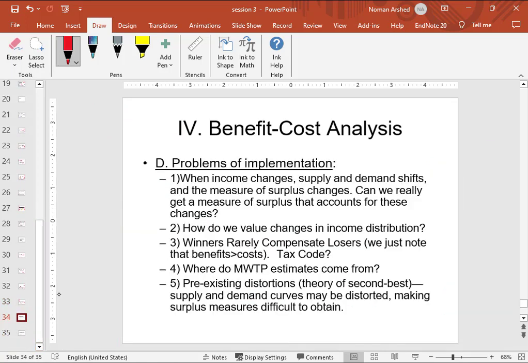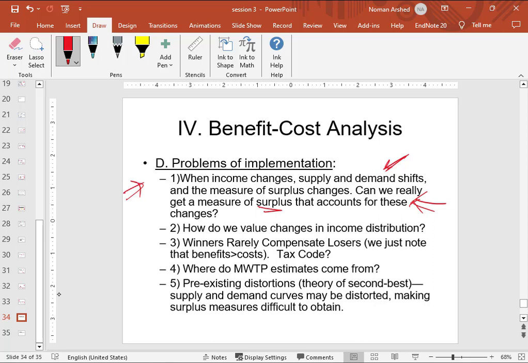Now problems of implementation, how we will implement. When income changes, there is a change in supply and demand curves. तो हमने जो supply and demand curve पहले discuss की, it will also shift. Can we really get a year of surplus and account of these changes? So it means whenever there is a change in demand and supply curve, there will be a change in surplus. So how we can keep a note on कि इस time surplus कितना है.